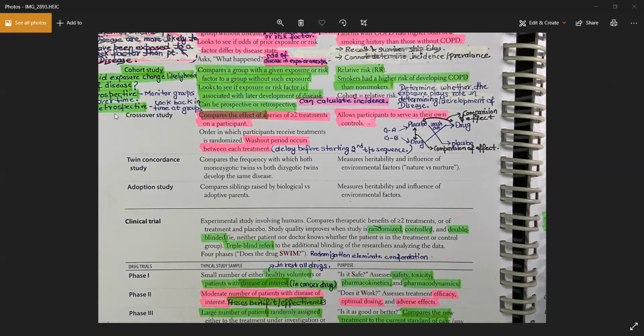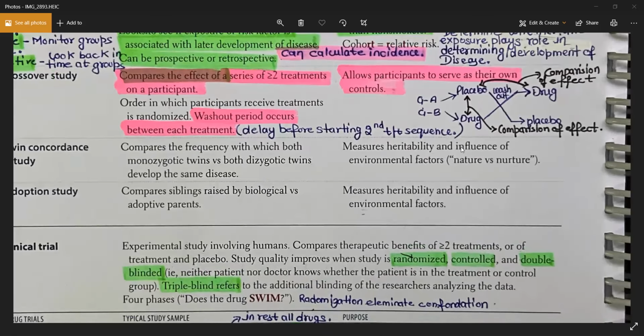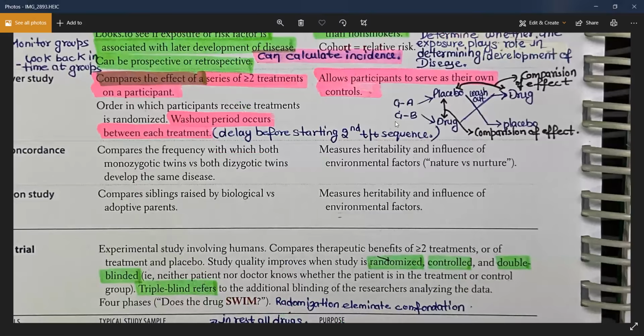Okay, in case of a crossover study, both the cases and the control can work as each other. The case can work as the case as well as a control for itself. Similarly, the control can work as the case as well as a control for itself. So in this study, you will take two groups, a group A individual and a group B individual. Matching must be there in both the groups, of course.